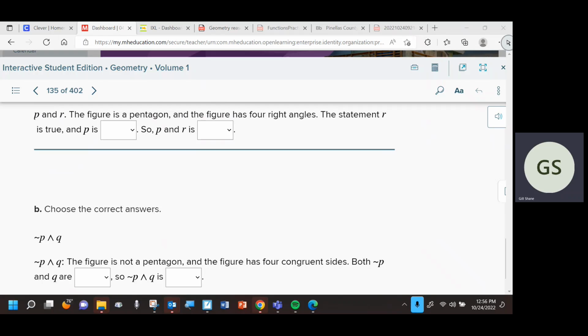Well, tell me, how can I change it? So the statement for P, we can say the figure is a trapezoid, the figure is a pentagon, it doesn't change. How would we change it? How would we make that an opposite statement using the word not? The figure is a trapezoid. How do I change that around and make it a not statement?